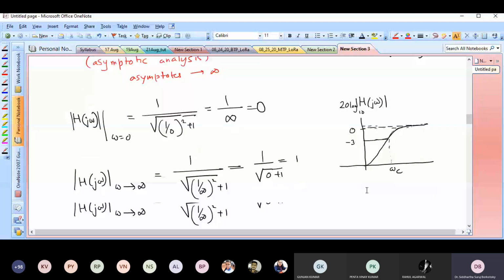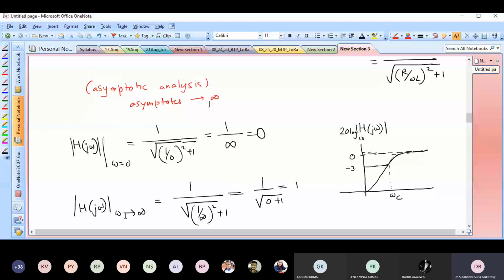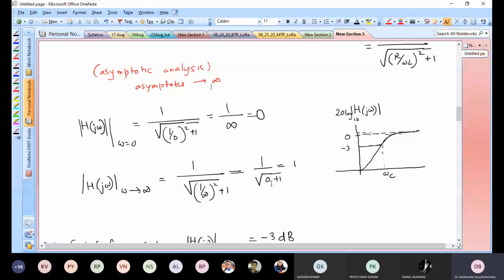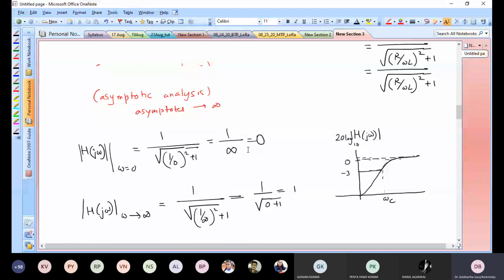So we do an asymptotic analysis of this filter, and we see that if I make the frequency very large, my output would become almost equal to the input, because H of j omega is the scaling, and the scaling becomes 1. Okay, so all right. Next is obviously this plot.